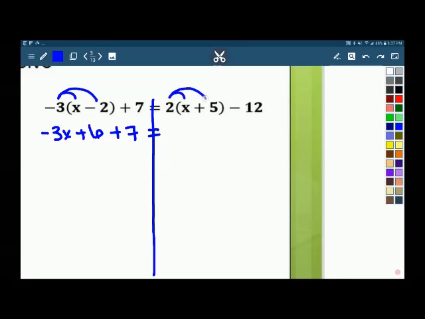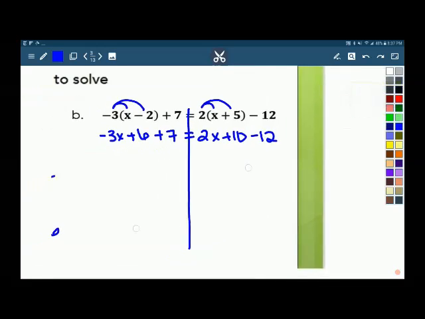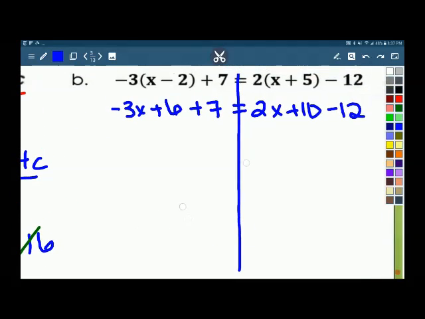Now we can go to the right side and do the same thing, use the distributive property. 2 times x, that's 2x. 2 times 5, that's 10. And then don't forget to drop down that -12. Okay, again, I don't want to start solving until both sides are as simple as possible.